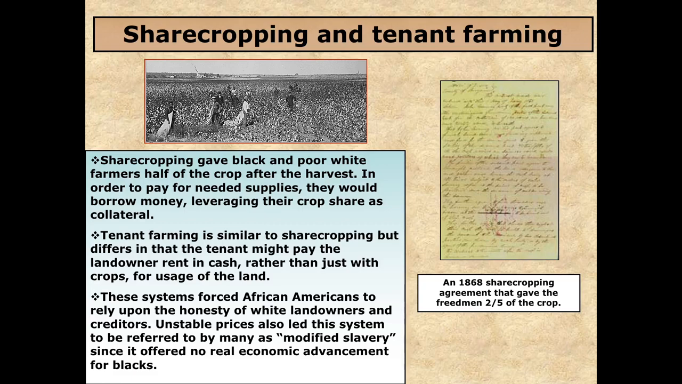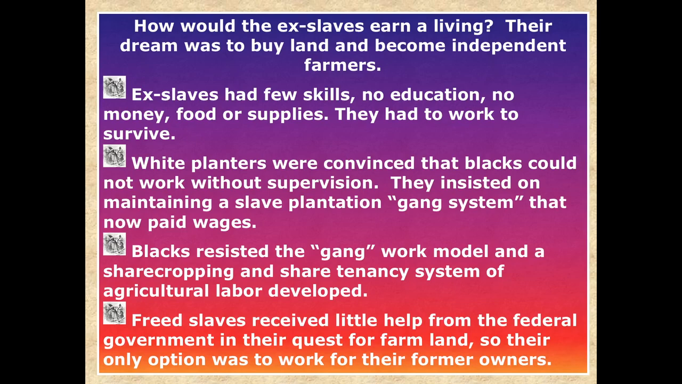And then you would have like these chain gangs also, well, these gang systems, and this gang work model is going to not work. You know, the overseer still saw them and still kept a watchful eye on the freedmen. Blacks are going to resist the gang work model at first, so that's why the sharecropping and tenant farming come around.